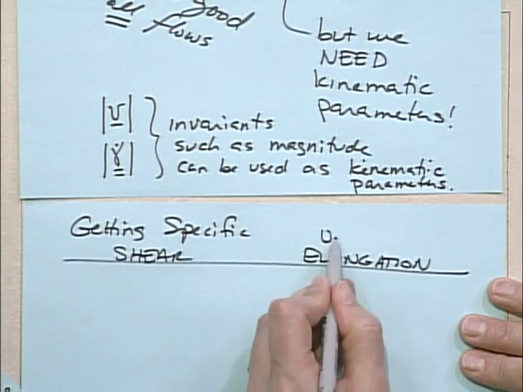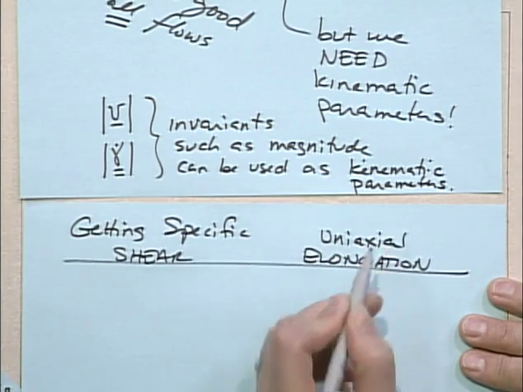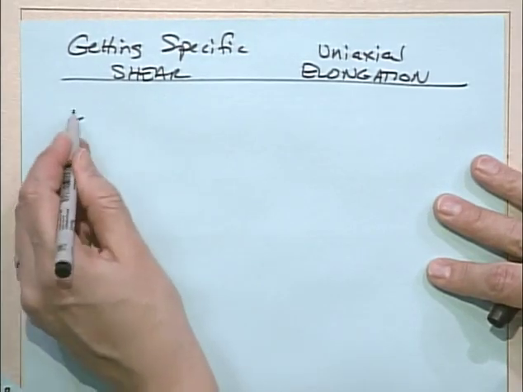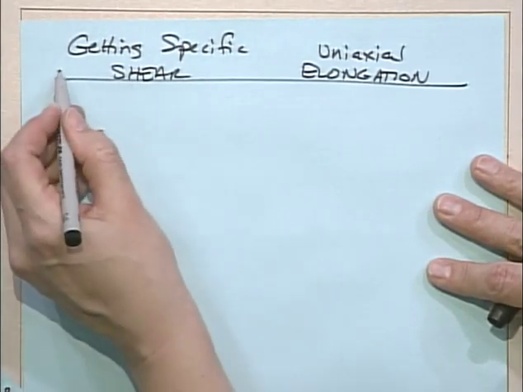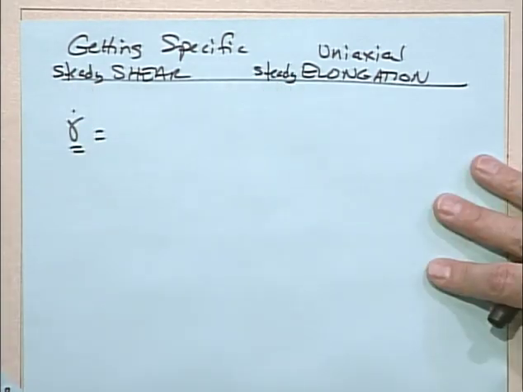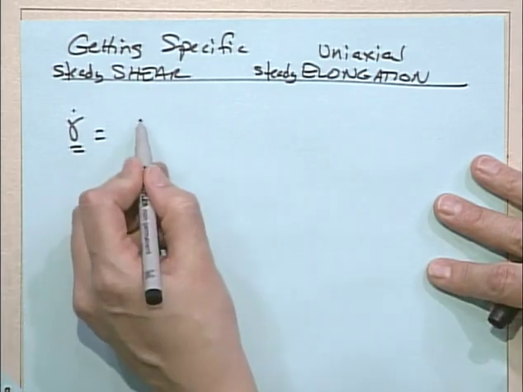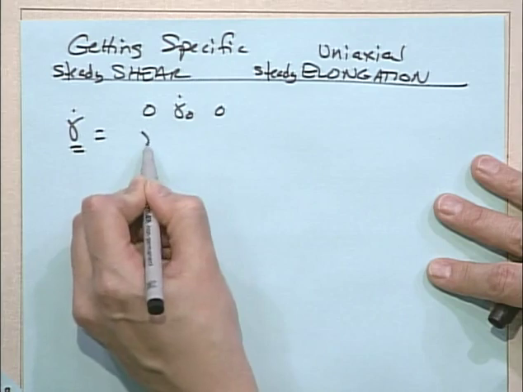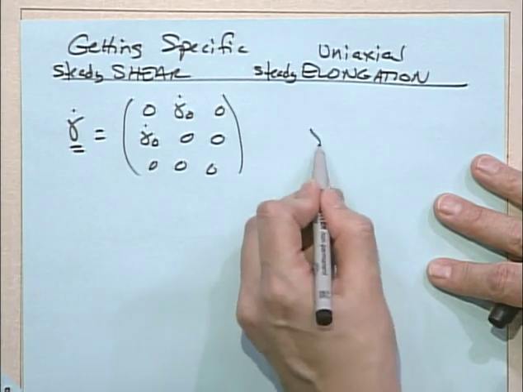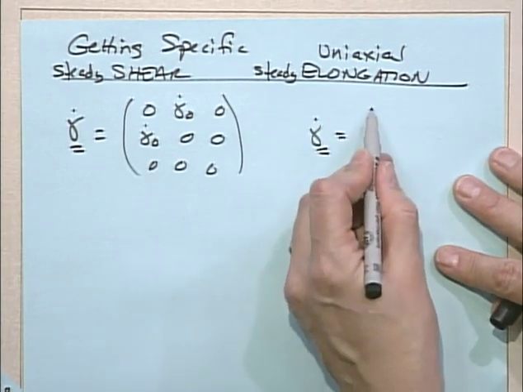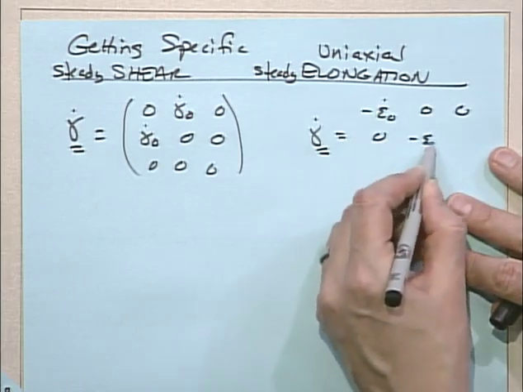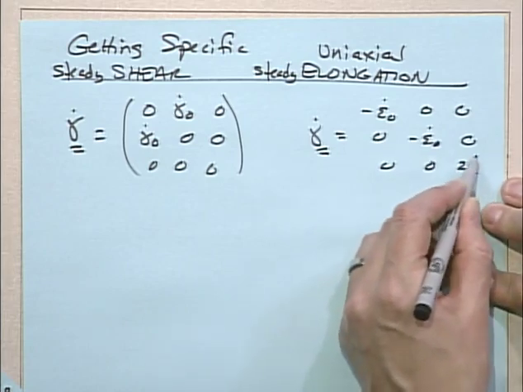For now, let's talk about uniaxial. We can also deal with the other two as well. For both of these flows, we know what the rate of deformation tensor is. So let's do steady flow. We've calculated these before, and you may not remember, but you'll recognize them in your notes. This is the rate of deformation tensor for steady shear flow. And this is the rate of deformation tensor for steady elongational flow. It was minus epsilon dot naught, minus epsilon dot naught, 2 epsilon dot naught.